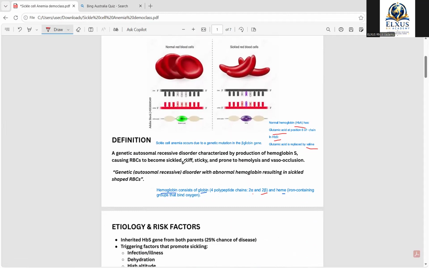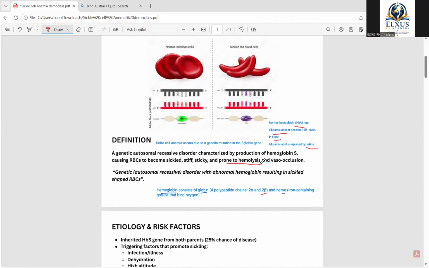We know the blood needs to flow through the blood vessel, but when the RBC becomes sickle shaped, the blood flow is getting interrupted, which can lead to what? Vaso-occlusion. That means the occlusion of the blood flow through the blood vessel. So what happened? This sticky and stiffened sickled hemoglobin will be easily prone to hemolysis, and it can cause vaso-occlusion. This hemolysis can lead to what? Anemia, and that anemia is termed sickle cell anemia.